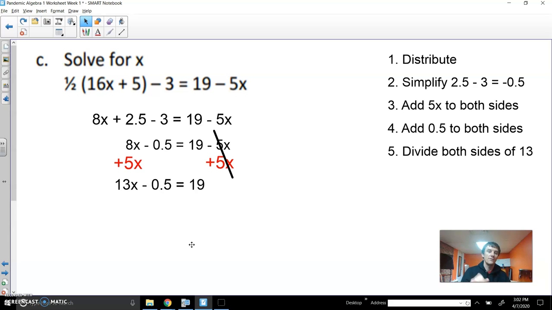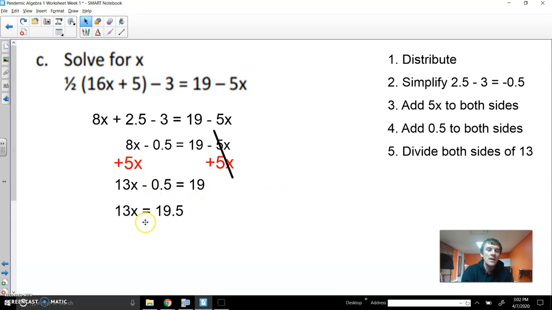Minus 0.5 equals 19. But of course, 8x plus 5x is 13x. Well, similar in the balancing equation part, kind of like you'll do in chemistry, I'm trying to kind of put things together that need to go together. And this value is a like term with this value. 0.5 and 19 are both constants. They need to go together. So I chose to add 0.5 from the left to the right, which I didn't show, but sorry about that.